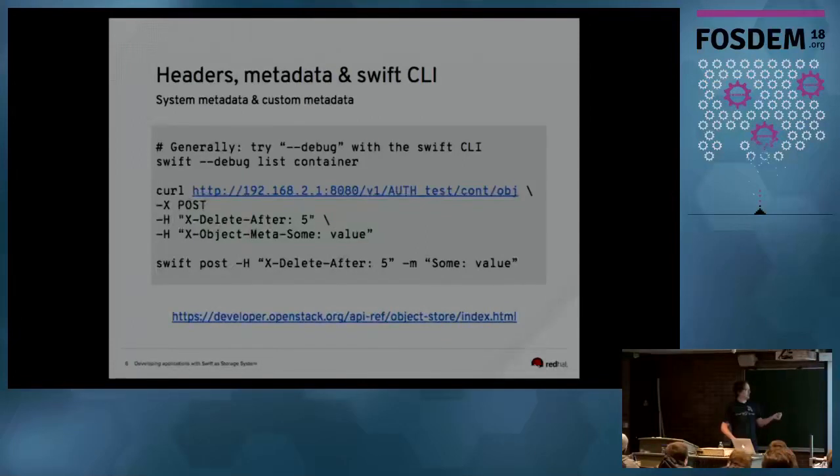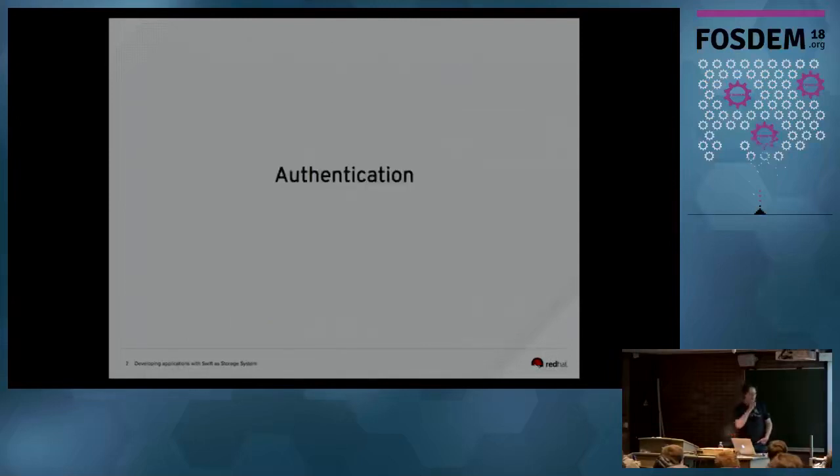There are two different ways how to send metadata with the Swift command line interface. The first one is -h or uppercase H, which actually natively just sends a header. And there's a lowercase -m where you can just set some object data directly using the Swift command line interface. All right, so that's that.